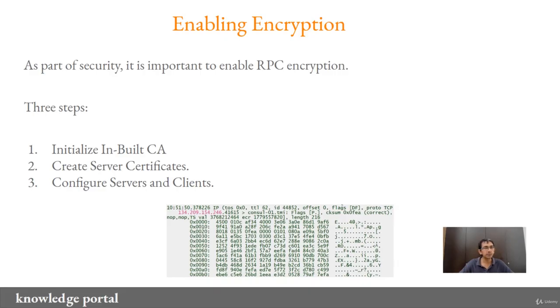Now, when you discuss RPC related encryption, there are three primary steps involved. Do note that this works based on TLS. First, you have to initialize an inbuilt certificate authority. Second, you have to create a server certificate. And third, you have to configure the server and client configuration file.